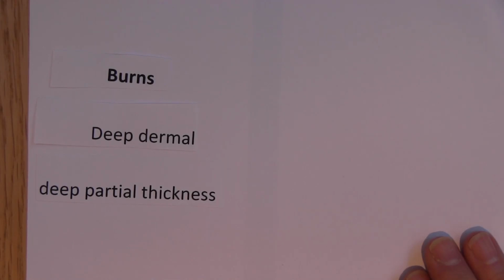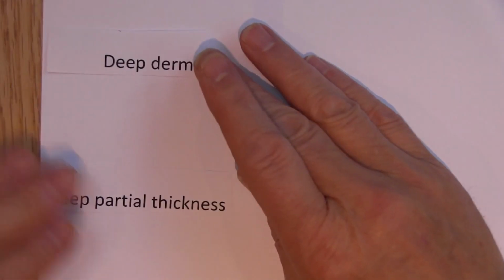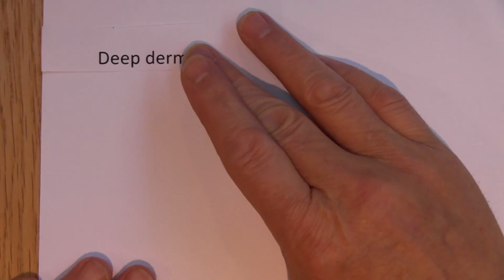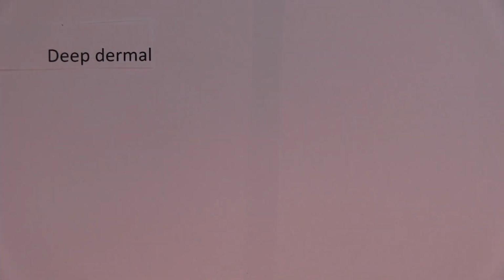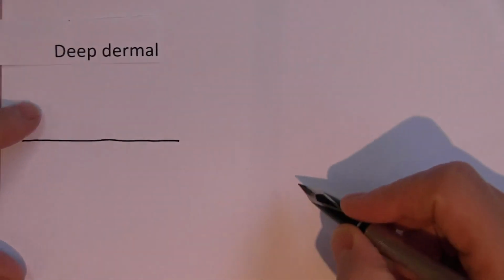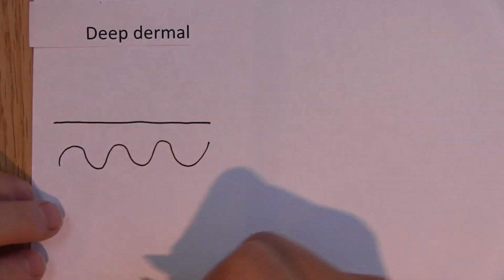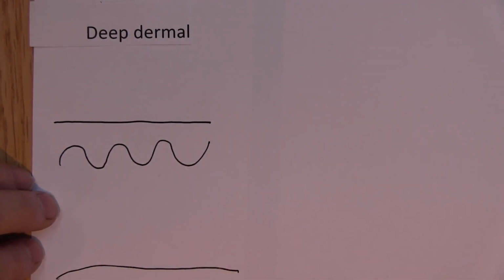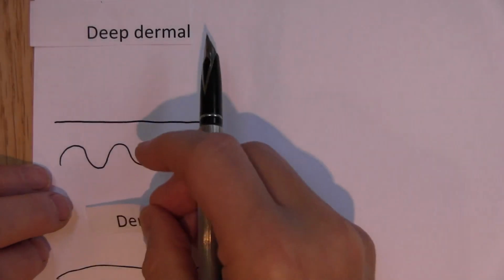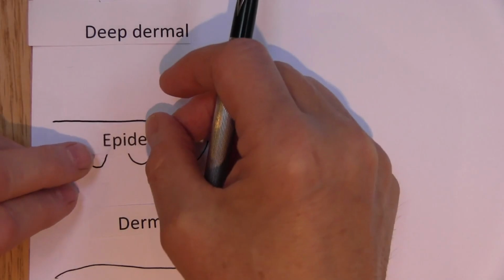Now, to orientate ourselves as usual, for these deep dermal partial thickness burns, we need to think about the skin. So here we have the surface of the skin, the epidermis, and the dermis below. Dermis, epidermis, I'm sure you're getting the hang of this by now.